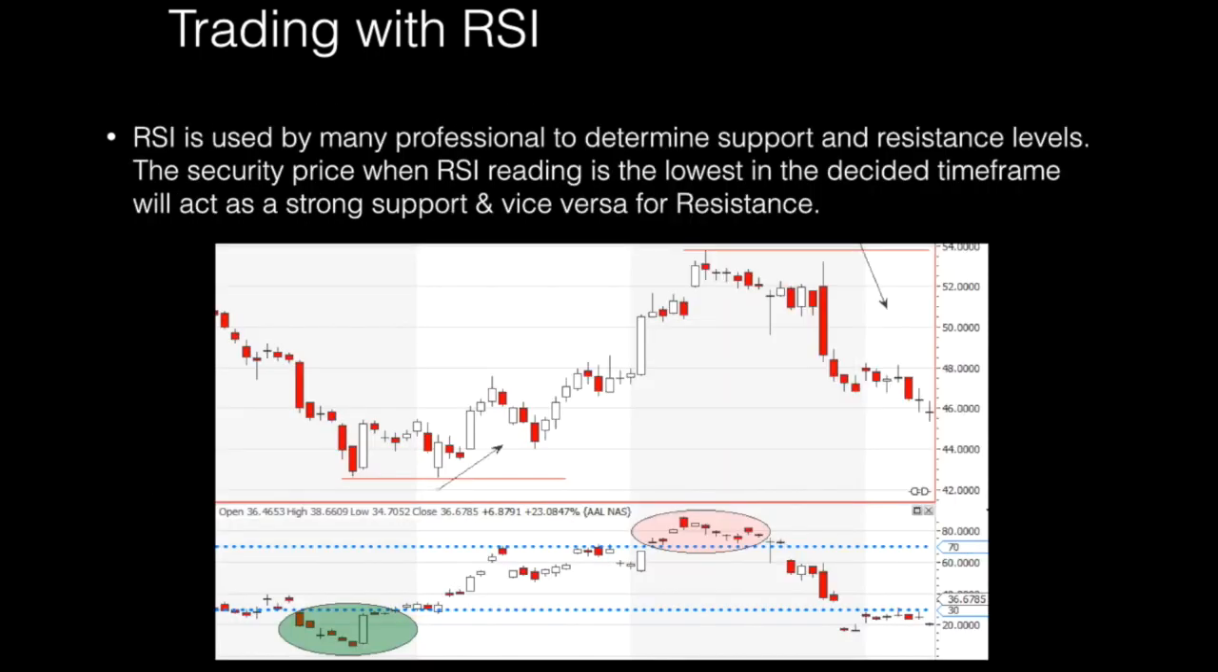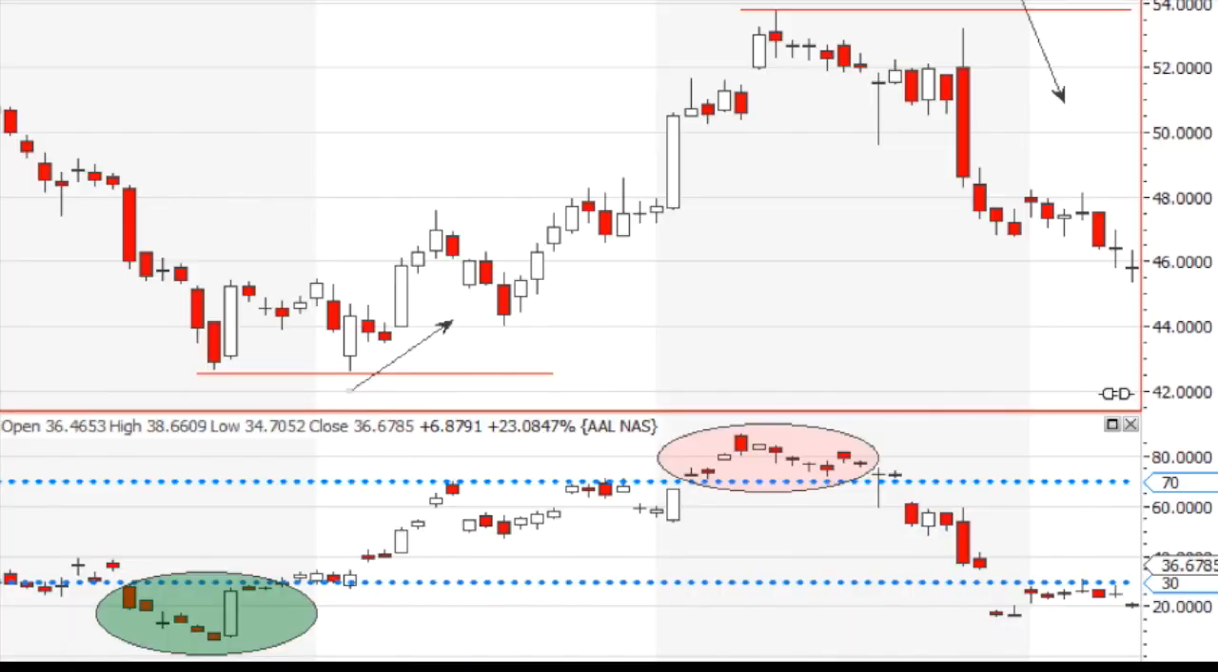Number 3. RSI for support and resistance levels. RSI is used by many professionals to determine support and resistance levels. The security price when RSI reading is the lowest in the decided time frame will act as a strong support and vice versa for resistance levels. In the chart shared below, when RSI made the lowest low, we found our support levels, and when RSI made the highest high, we found our resistance levels.